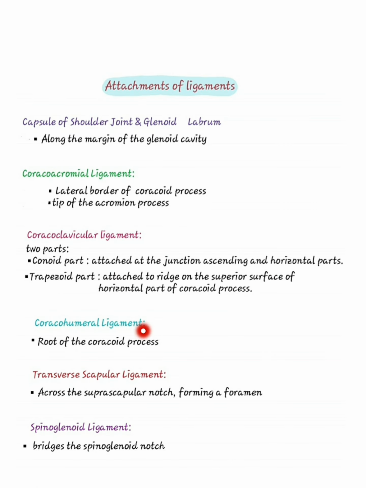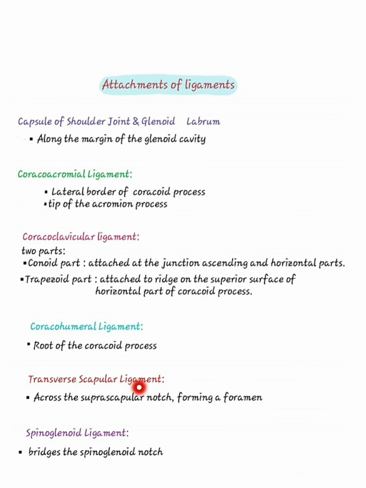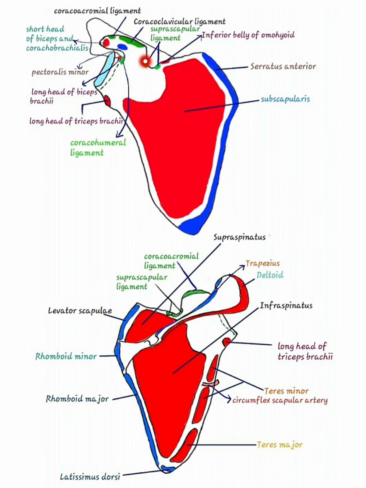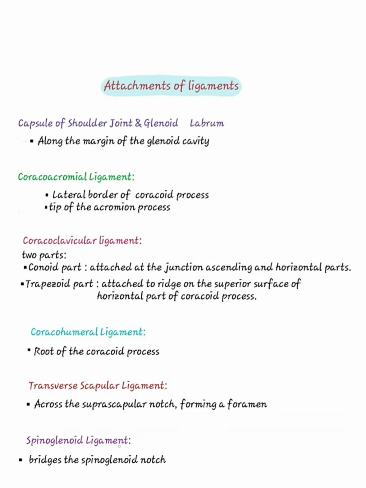Coracohumeral ligament is attached near the root of coracoid process. Transverse scapular ligament or suprascapular ligament runs across the suprascapular notch and converts this notch into the suprascapular foramen. Spinoglenoid ligament bridges the spinoglenoid notch.